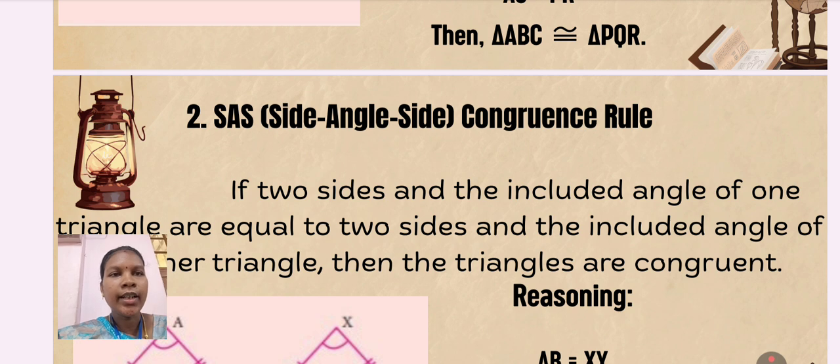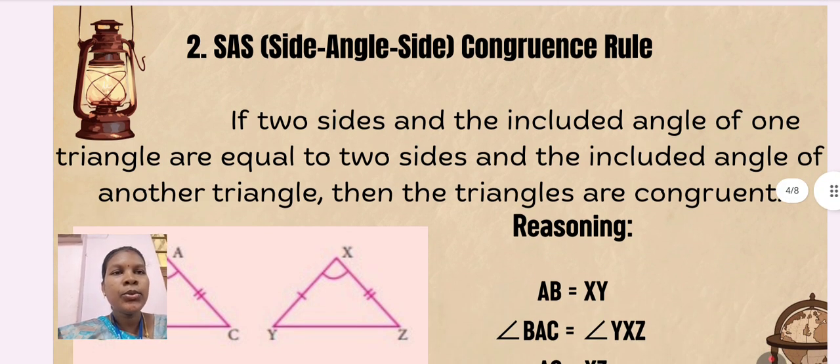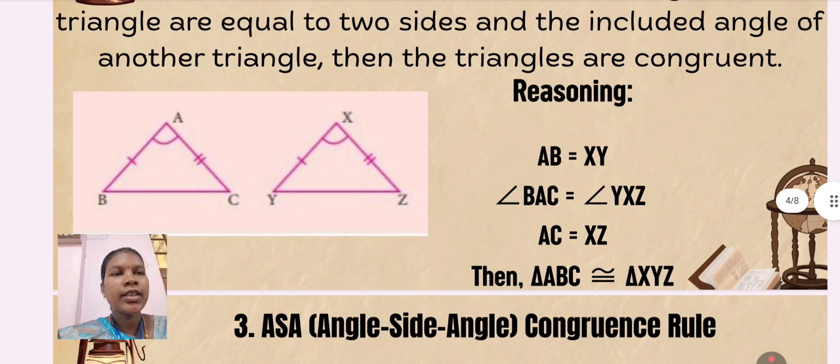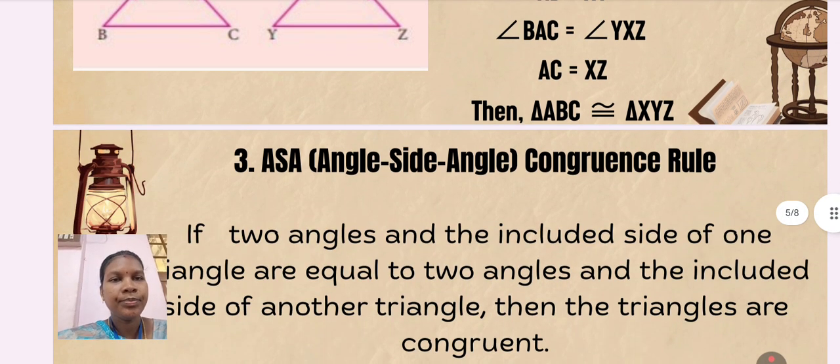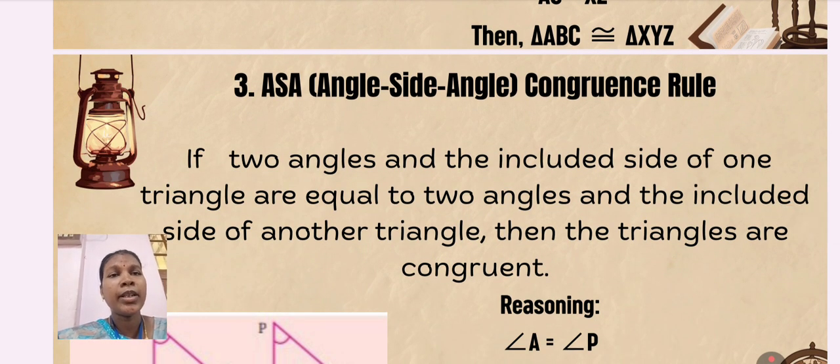SAS, side, angle, side. If two sides and the included angle of one triangle are equal to two sides and the included angle of another triangle, then the triangles are congruent. Reason: AB is equal to XY, angle BAC is equal to angle XYZ, AC is equal to XZ. Then triangle ABC is congruent to triangle XYZ. Then going to third property.